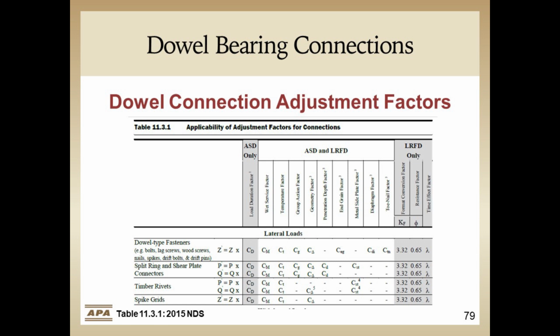So now that we have the connection of the member, the capacity of the member, we're really not done yet. As we mentioned earlier, there are several factors that can influence the design capacity of the connector. These are listed as adjustment factors in NDS table 11.3.1. These factors generally reduce the capacity of the connector that we just calculated.